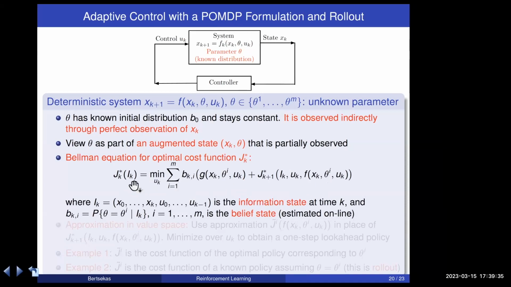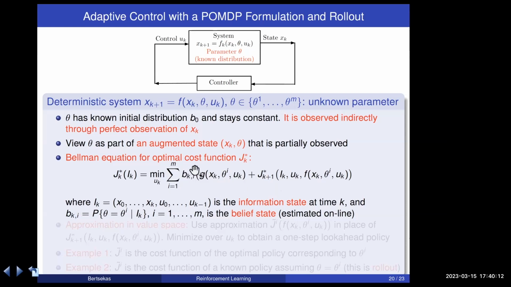Remember that for POMDP, one possibility is to take as state the entire information vector or information state up to time k, which involves all the measurements, the states that we have observed, and also all the controls that we have applied. And the algorithm can be written in terms of optimal cost to go as a function of the information state. And it takes this form. It involves minimization over uk of two terms.